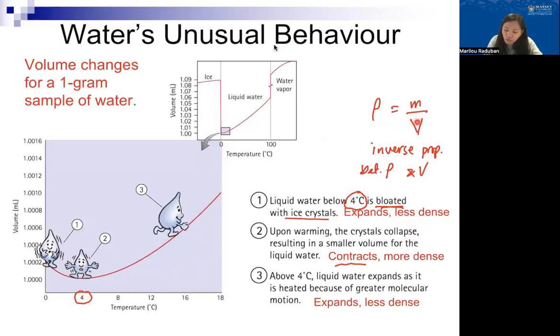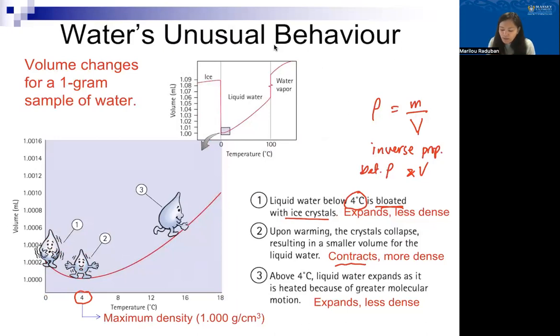Okay, at 4 degrees Celsius, when the water contracts, it will have small volume. So small volume means high density. So at 4 degrees Celsius, it will be more dense. It will actually achieve its maximum density at 4 degrees Celsius when the ice crystals are starting to collapse.